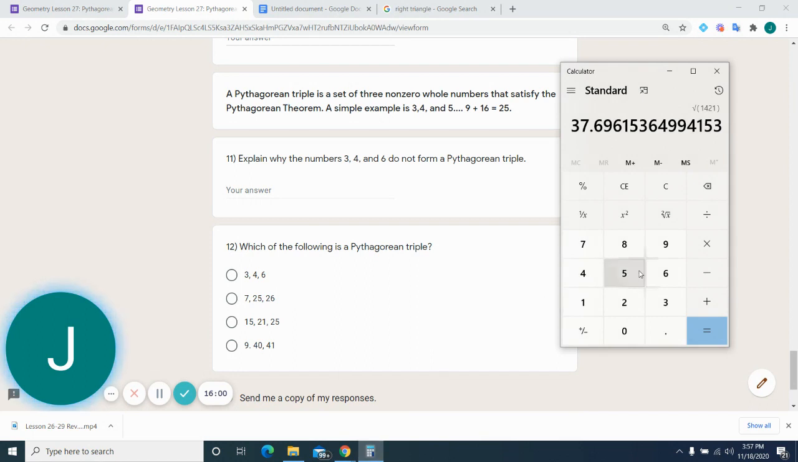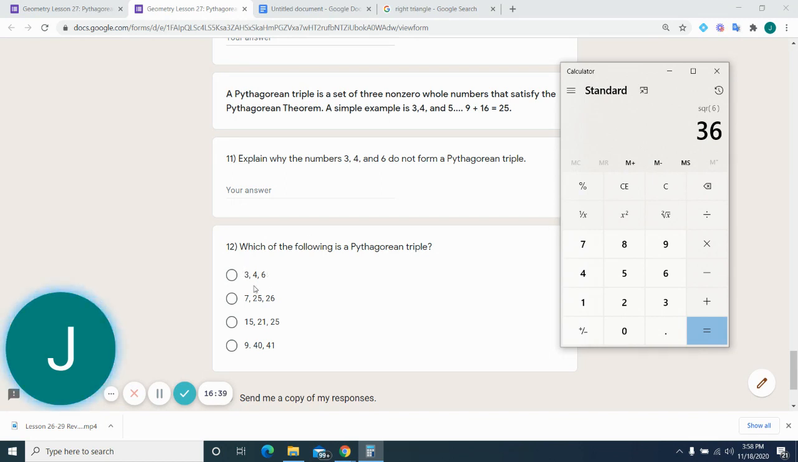Okay, is 3, 4, and 6 a Pythagorean triple? Let's go ahead and check. 3 squared is 9. 4 squared is 16. What is 9 plus 16? Well, let's check. 9 plus 16, if you don't feel like doing that in your head, is 25. Is that what 6 squared is? So does 3 squared plus 4 squared equal 6 squared? No, it doesn't, because 3 squared plus 4 squared equals 25. And 6 squared is 36. So no, this squared plus that squared does not equal 36. Okay, that's why.